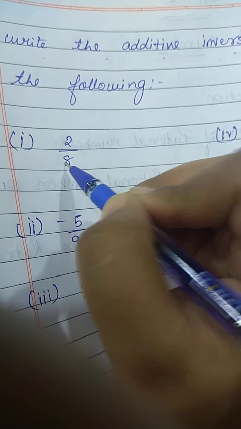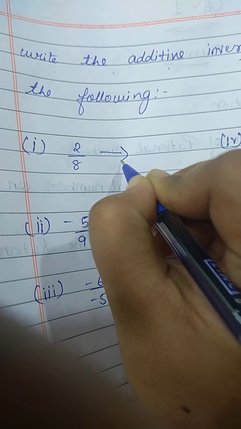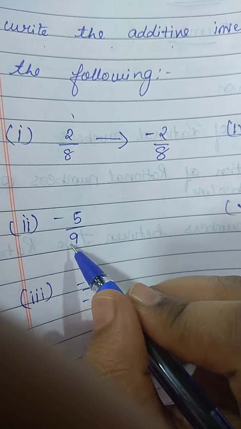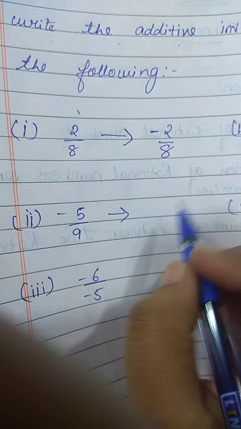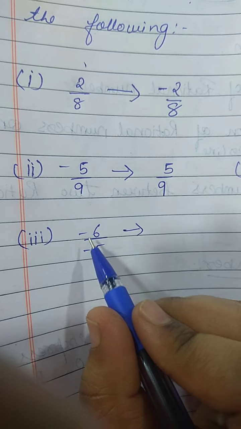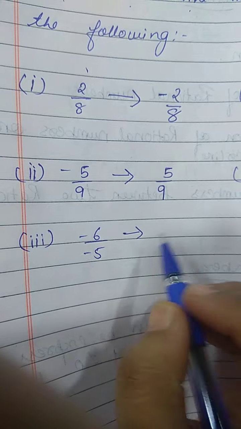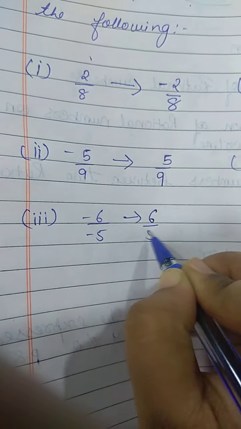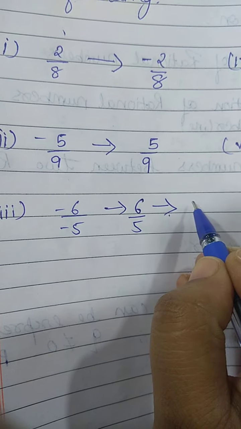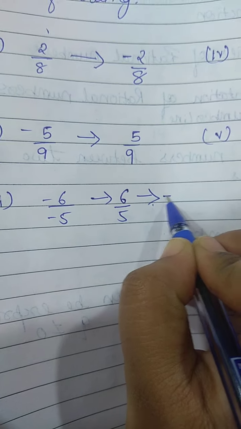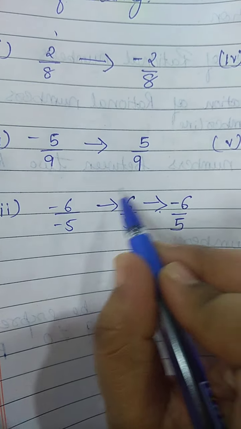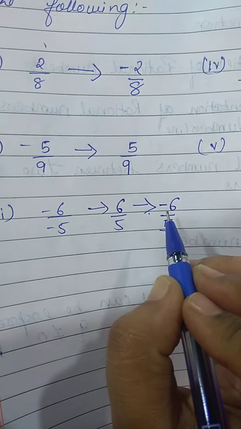So the first question is 2 upon 8. Its additive inverse is, it is positive, so you will get negative. Second is minus 5 upon 9. Negative, so it will become positive. Now over here, both are having minus, so minus minus will get cut. It will be 6 upon 5. So its additive inverse is negative. This number is positive, so the additive inverse will be negative. That is, both minus minus will get cancelled, so it is a positive number. So the additive inverse is negative.